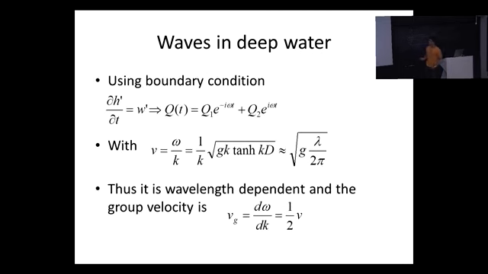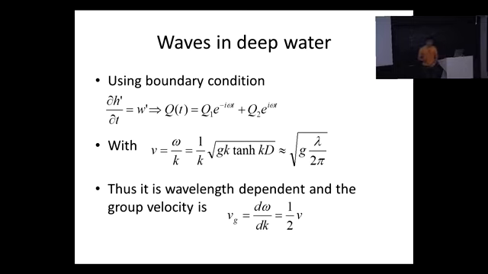If we use this boundary condition, we just get that Q(t) can be expressed as this, where omega is the square root of g k hyperbolic tangent of kd. So I'll consider deep water. So the depth of the water is much greater than the wavelength of the wave. So this tanh will just be 1, and omega will be just the square root of g k. So we get the phase velocity to be the square root of these things.